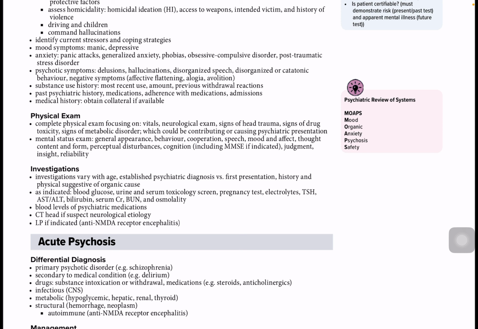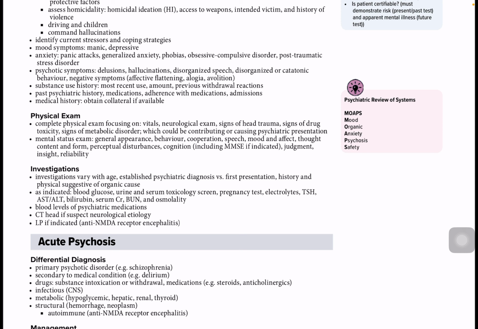You'll check for any cranial nerve problem, like you'll check the oculomotor nerve, you'll check the optic nerve, signs of head trauma, any bleeding or discharge coming from nose or ears, signs of drug toxicity. What are the signs of drug toxicity? You're going to look into his eyes for miosis or mydriasis, dilation of the pupil. You'll check for tremors, signs of metabolic disorders, which could contribute to or cause psychiatric presentation. What are the metabolic disorders that could present with psychiatric presentation? It could be low sugars.